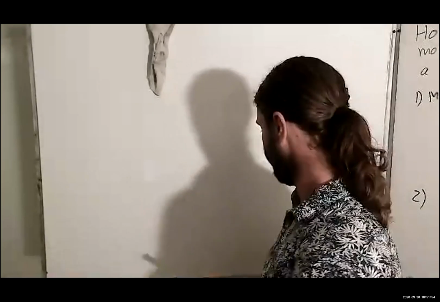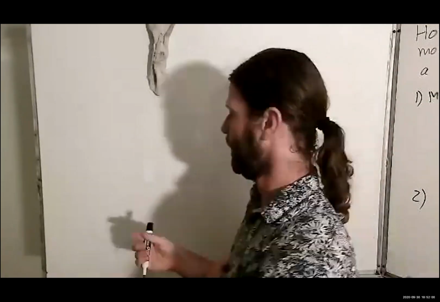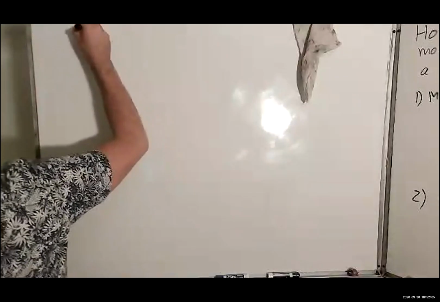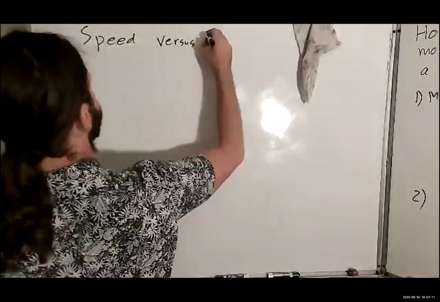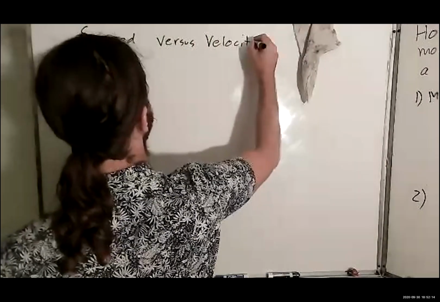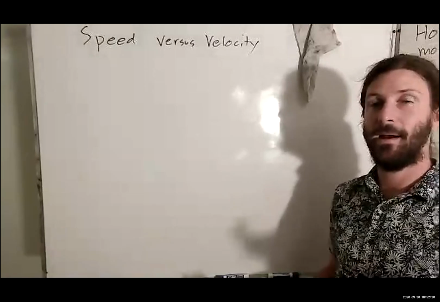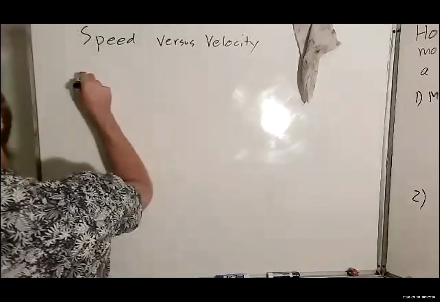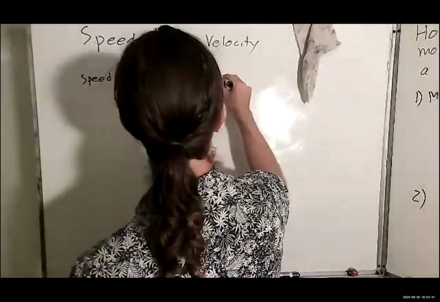Okay. I want to talk about one thing. Maybe you've heard this before, maybe not. Speed versus velocity. I do want to mention this. This comes up. So speed is, first of all, always greater than or equal to 0. And velocity can be positive or negative.